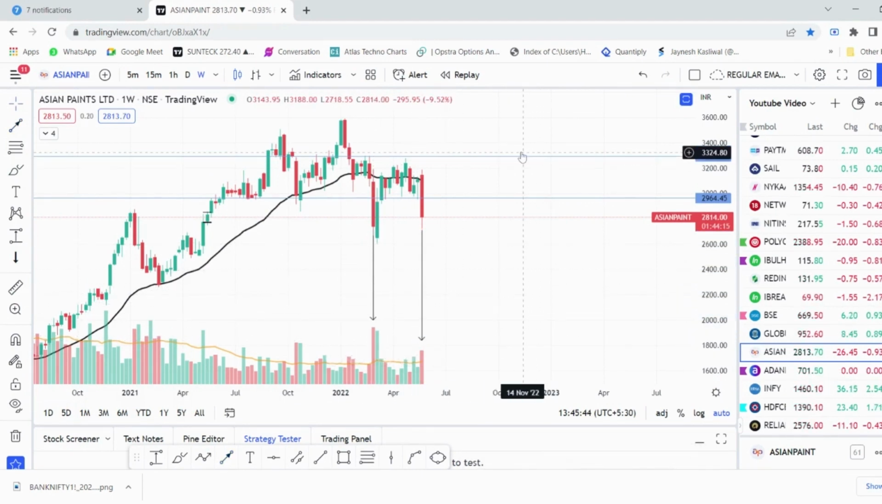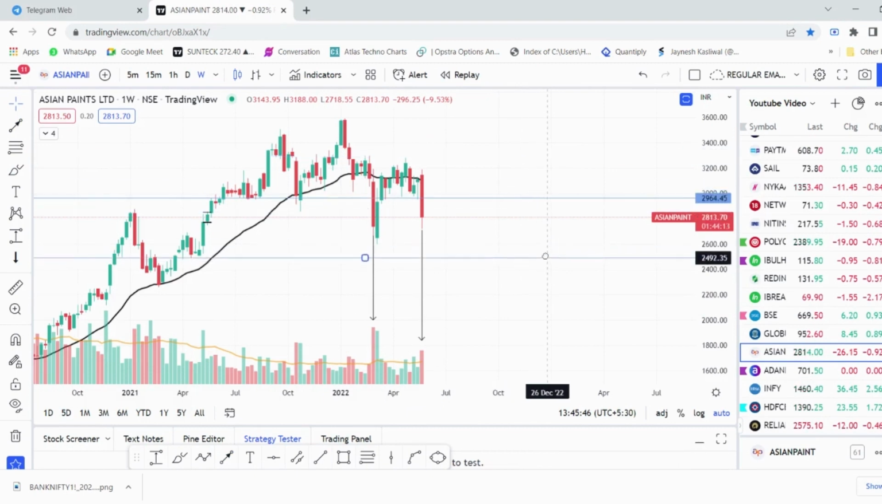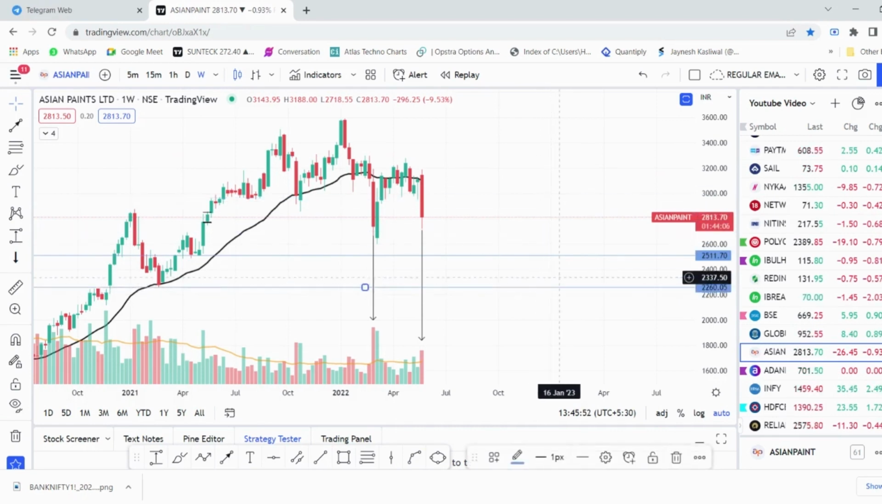So if you want to mark the levels that I see in this particular script, the first level that you should be looking at is 2500 levels, and the second level will be 2200 levels. So these are the two levels that you should be tracking before you take an entry or so.